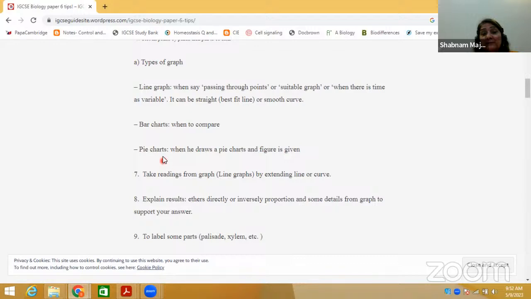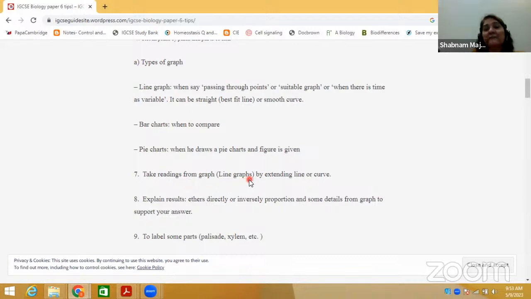Bar charts, to compare, as I already explained, in case of discrete information given. Discrete, for example, different types of fruits given. So you put the common heading, fruit, right in the middle, and you put the headings of the fruits, and on the y-axis the vitamin C content, whatever the percentage of vitamin C. You must have done that. Pie charts, when you draw a pie chart and figures are given. Pie chart is the one, you know that. For example, carbohydrates, proteins and minerals in the balanced diet. Pie charts are also circular, and you must have seen that.